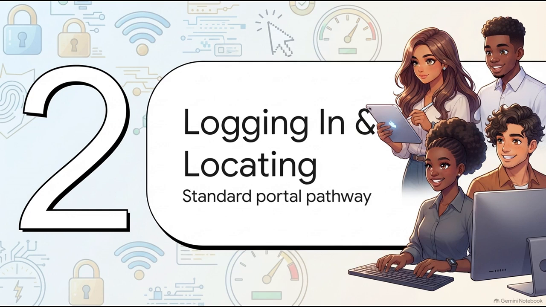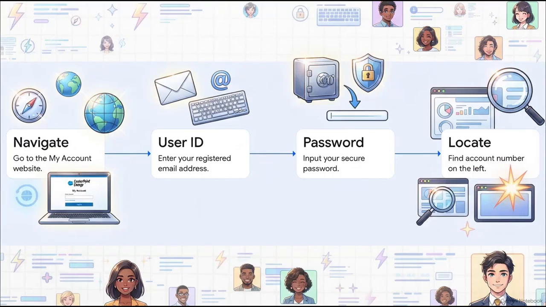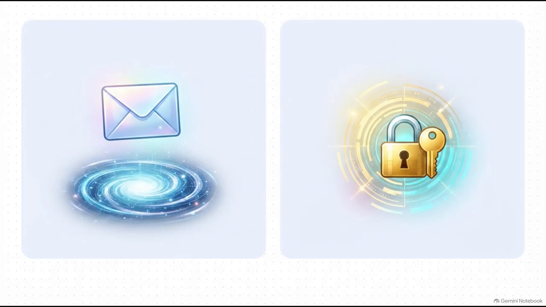Section 2, Logging in and Locating, the standard portal pathway. Let's start with the most direct route, the ideal happy path. It's just 4 simple steps. First, navigate to the CenterPoint Energy My Account website. Second, enter your registered email address. That's your user ID. Third, type in your secure password, and boom! Once you're in, just look over to the left side of your dashboard, and your account number will be proudly displayed right there.